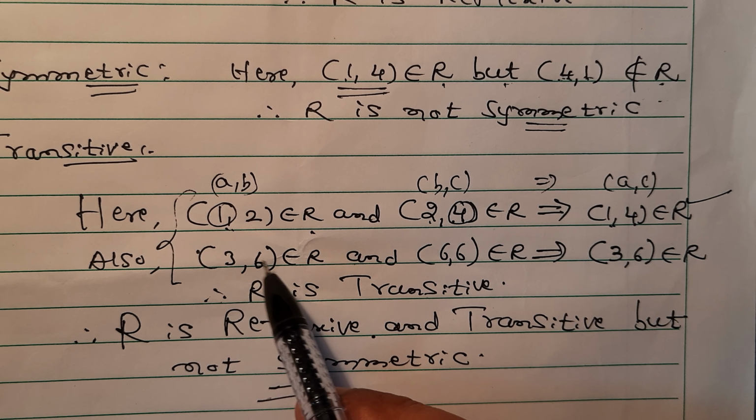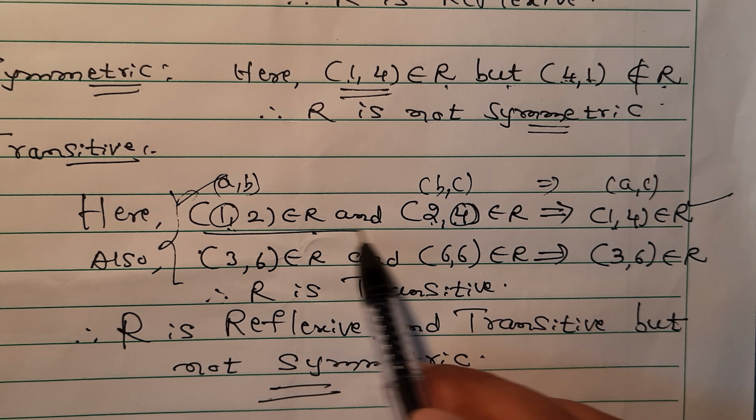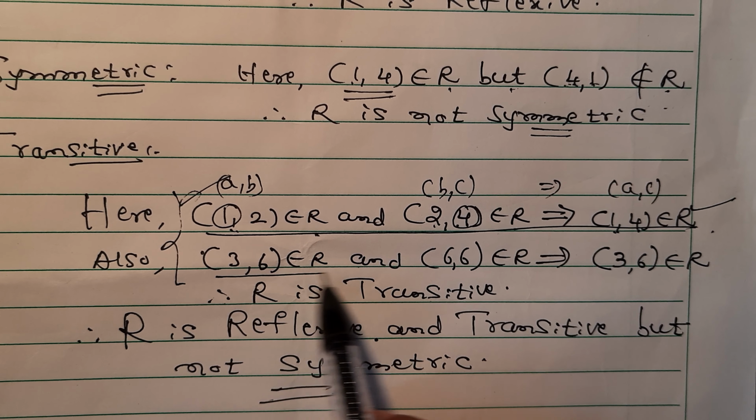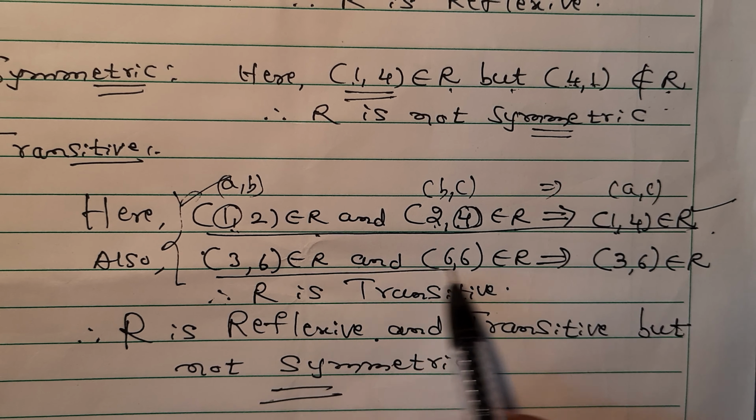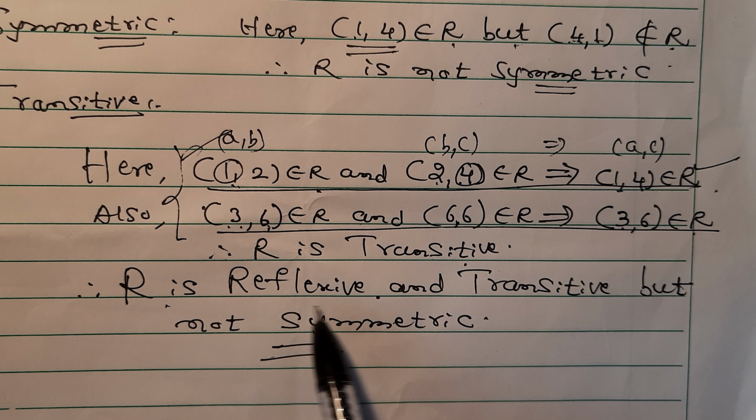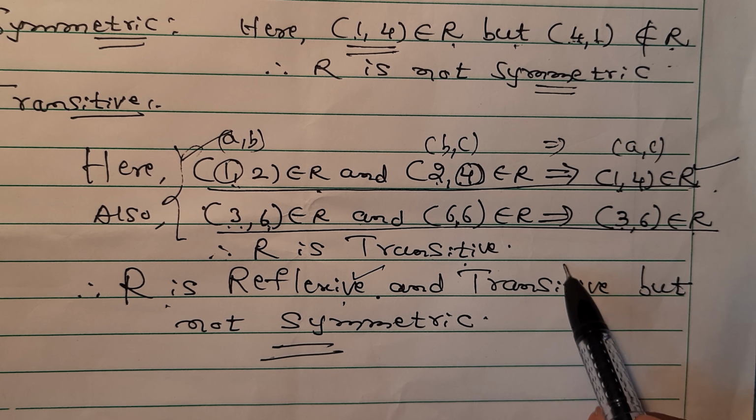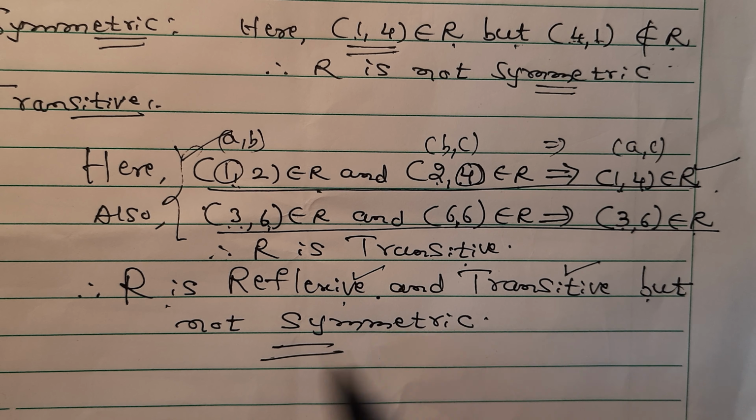So we can show another pair, and we can take one more pair and test it. (3,6), 3 divides 6, (6,6), then (3,6) belongs to R. So R is transitive. So what is the conclusion here? R is reflexive and transitive, but it is not symmetric. So it is an example.